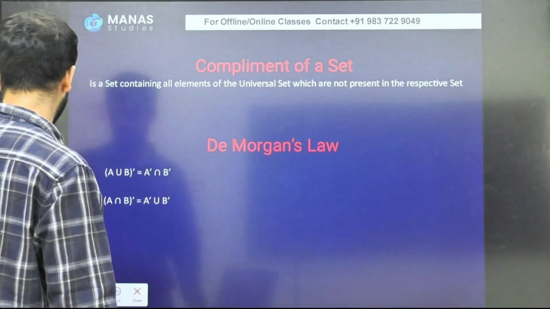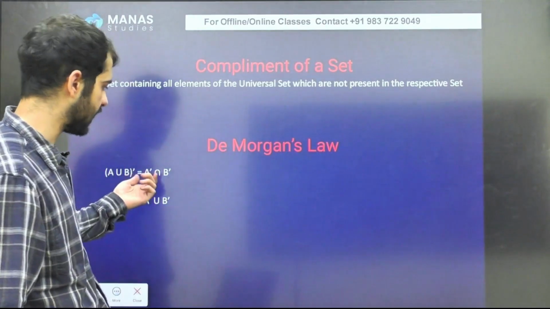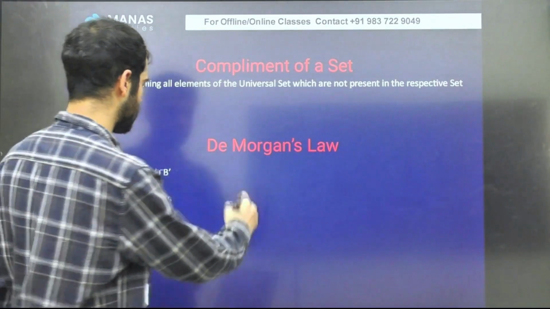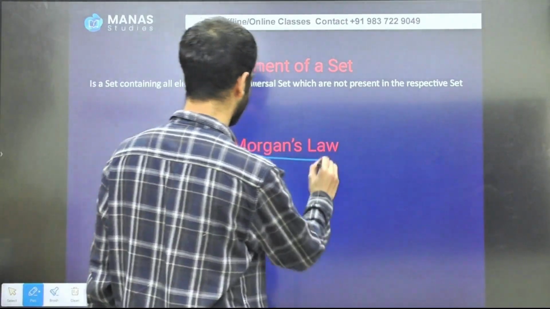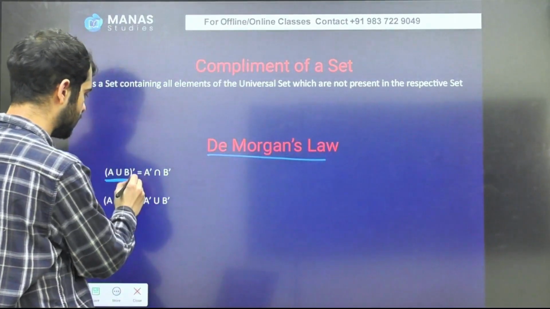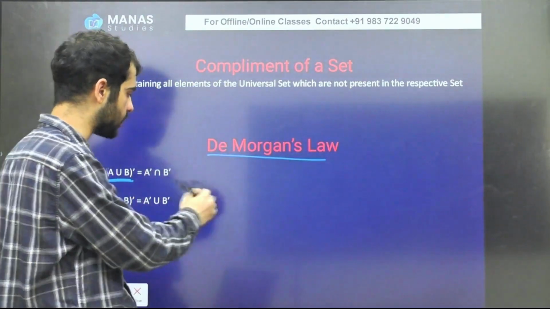From that we get De Morgan's law, which states that A union B dash is the same as A complement intersection B complement. So let's look at the Venn diagram. The another topic is De Morgan's law. As we can see, A union B complement is same as A complement intersection with B complement.